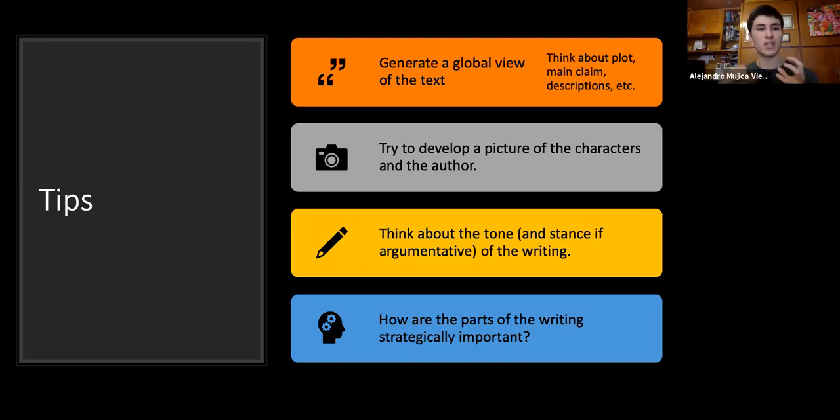What function does each part serve? Why do they use certain words? Why do they write with formal language instead of informal? Why do they use declarative sentences instead of exclamatory? Why do they write about the past instead of present? Why does this character behave this way?